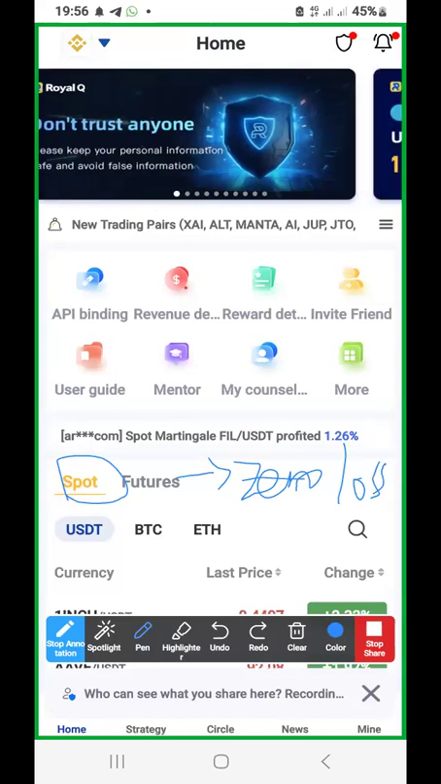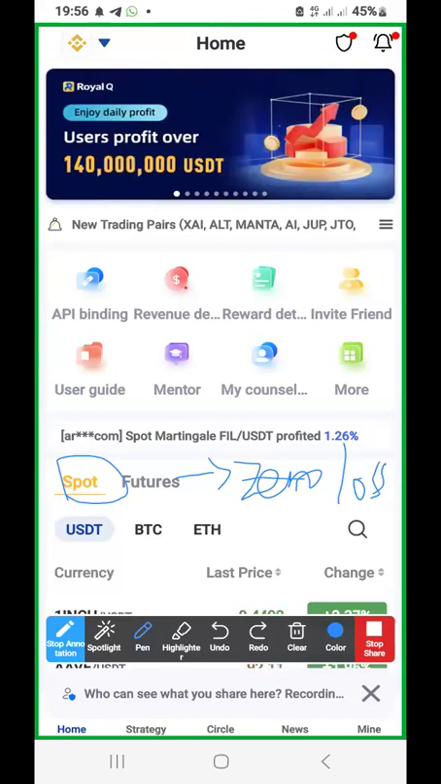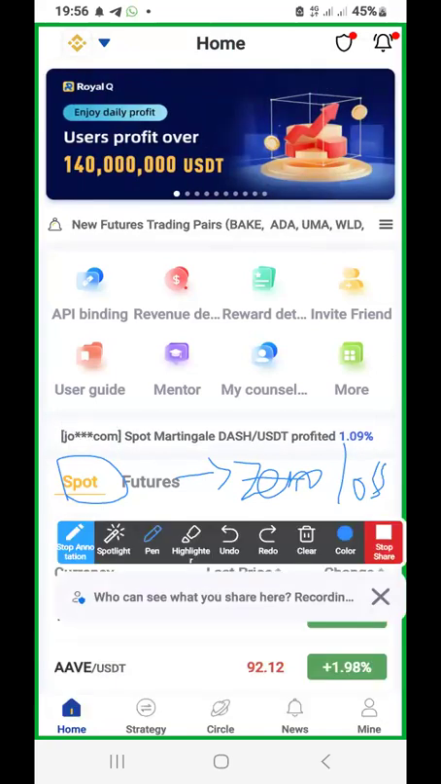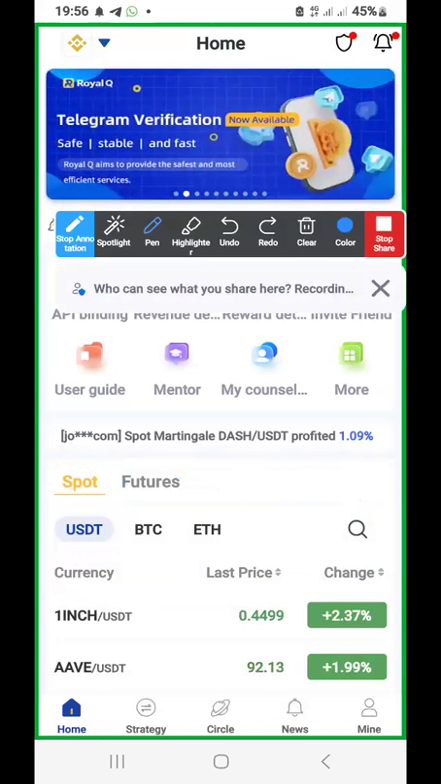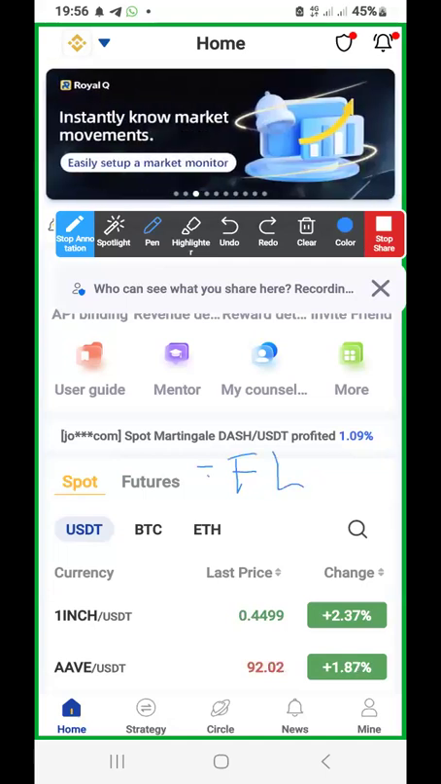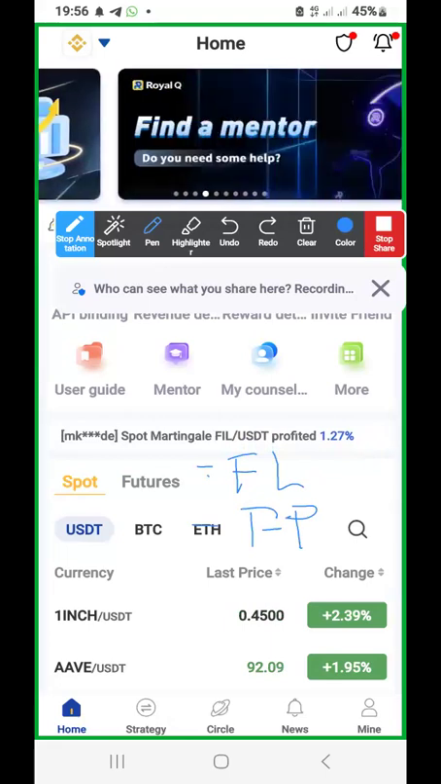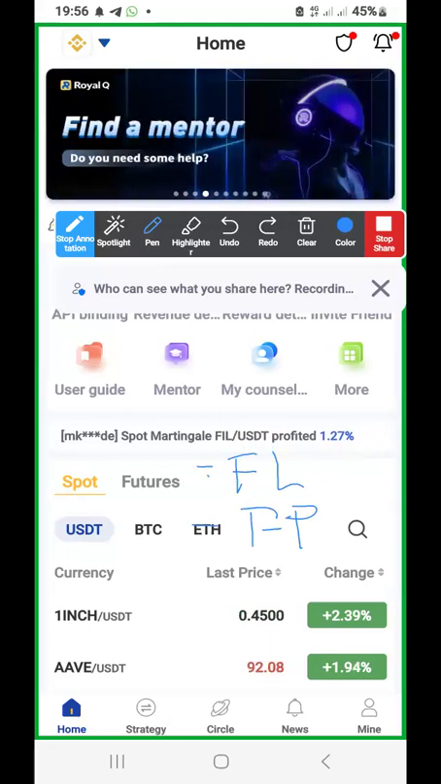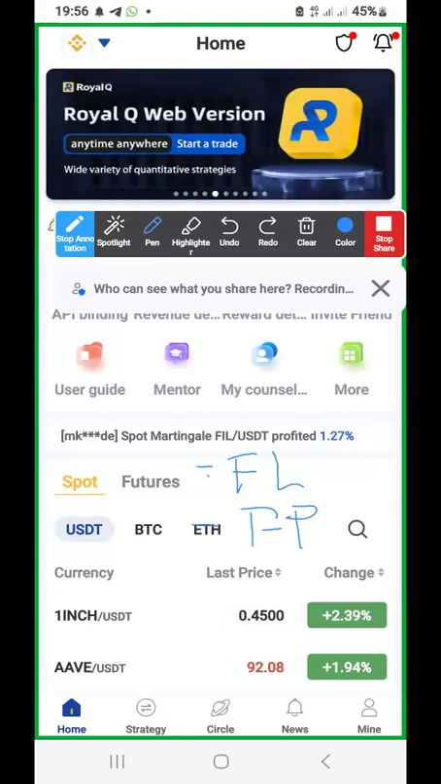The only thing you experience in the spot market is what we call, and there are two terms that we must get used to before we can dive any further: floating loss and floating profit. Those are the two terminologies you need to be acquainted with when you're dealing in the spot market. And I'm going to explain a little bit about what they are.